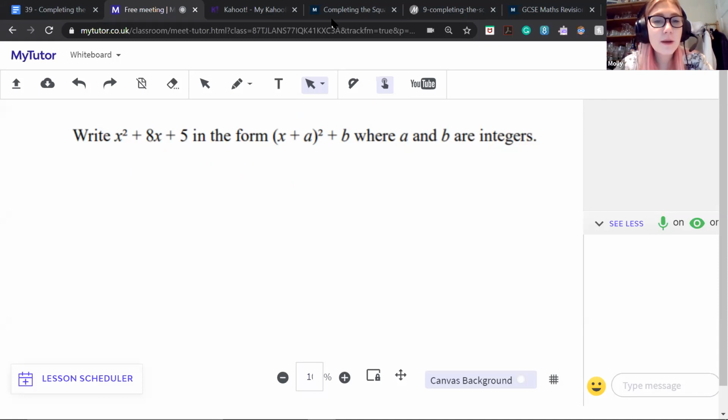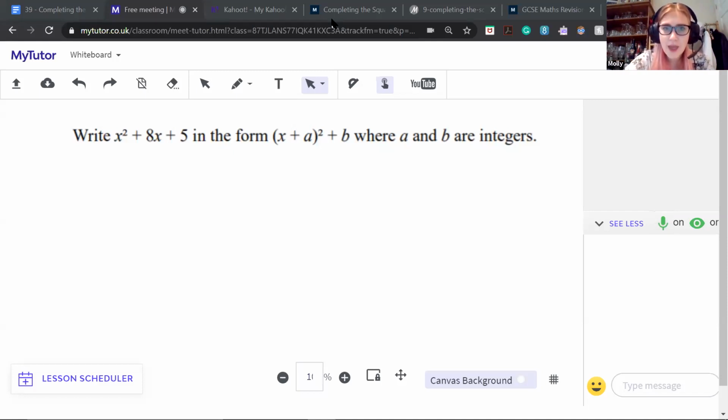Someone said, so 8 is representing a? Not quite. The a is the 4. But a is the number that we choose to then get that 8. So a is actually half of 8 in this case. A just represents that number that we're going to have in the final equation.